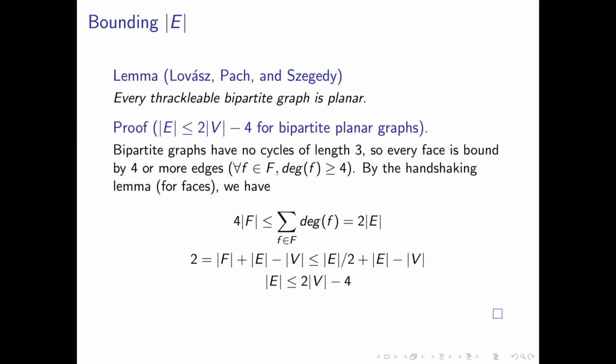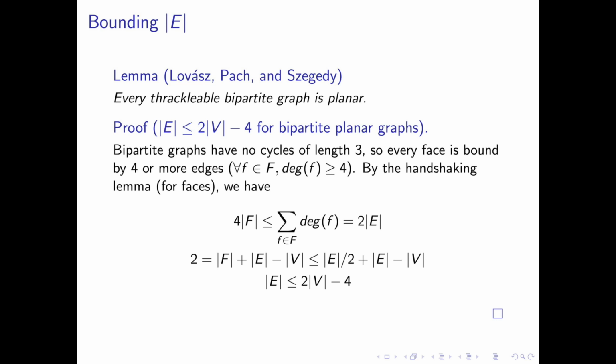By the definition of bipartite graphs, they can't have cycles of length 3, since no vertices within the same set are adjacent. Thus, every face of a bipartite planar graph is bound by 4 or more edges. We learned the handshaking lemma in class, the idea that in every finite graph, the number of vertices that touch an odd number of edges is even, following from the degree sum formula.